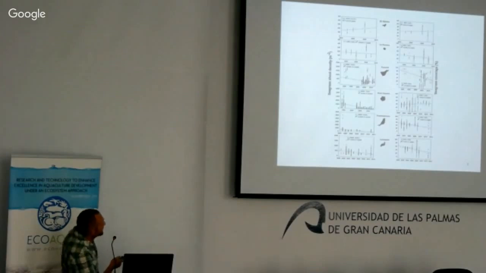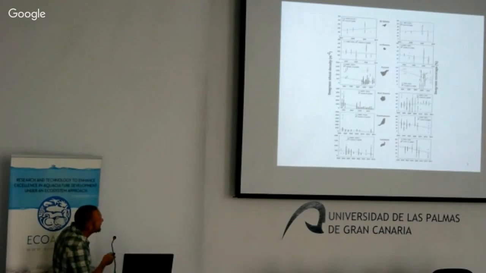Here, for example, it's clear that shoot density at the most populated islands, such as Tenerife, Gran Canaria, Fuerteventura and Lanzarote, tends to decrease through time, while on the other hand, in the less populated islands such as El Hierro and La Gomera, there is basically no trend.